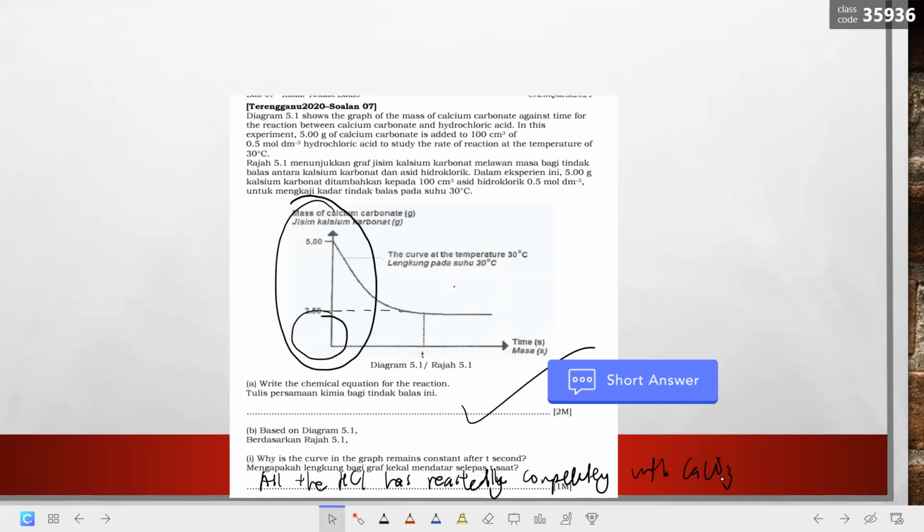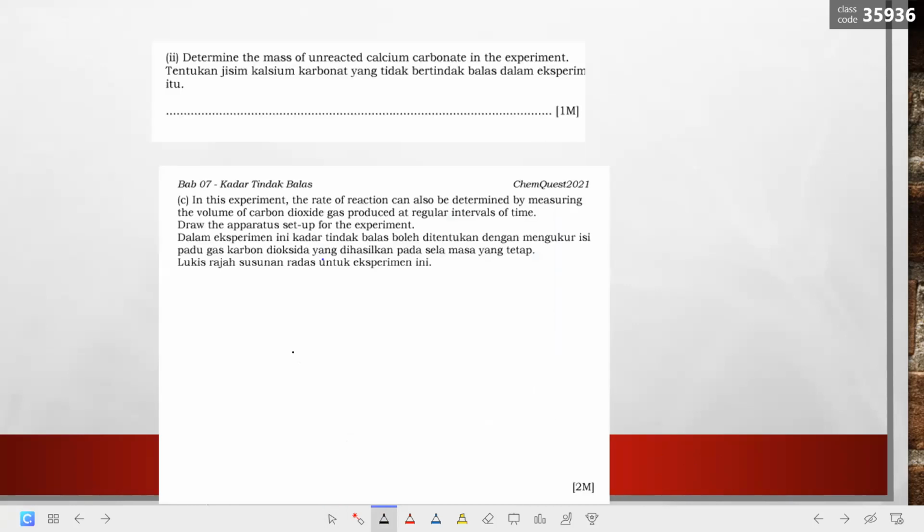Is it 2.50 grams? Correct. Yes, sir. Very good. It's 2.50 grams. That's the one that is left behind. Correct. Okay, this one is a setup.